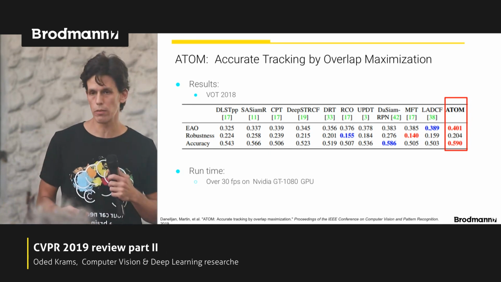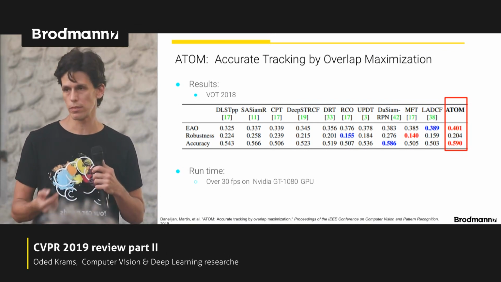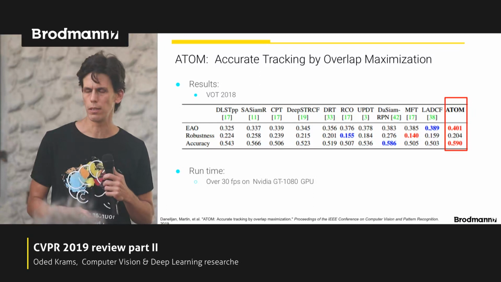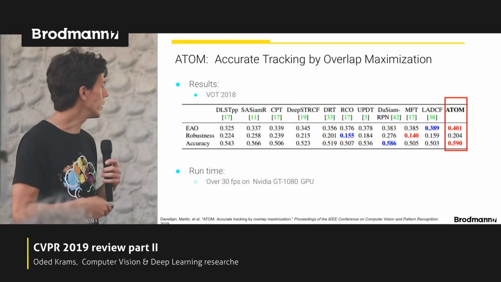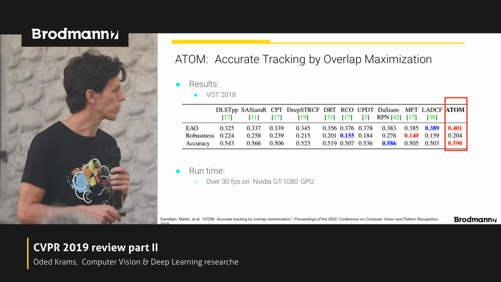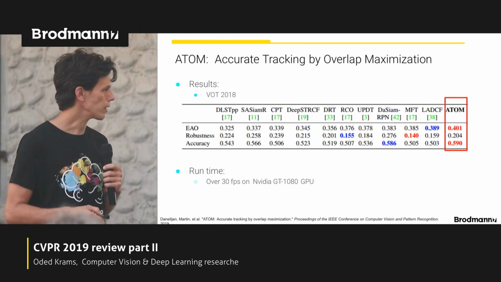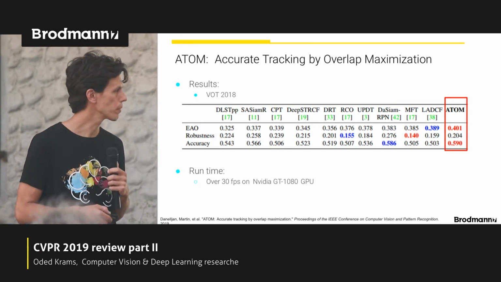They also show a result on VOT 2018. They also improve the accuracy and EAO compared to the last state of the art, but the robustness was a bit less. But the robustness is better than the SiamRPN that we saw previously. And they also run in real time at 30 FPS on a GPU.